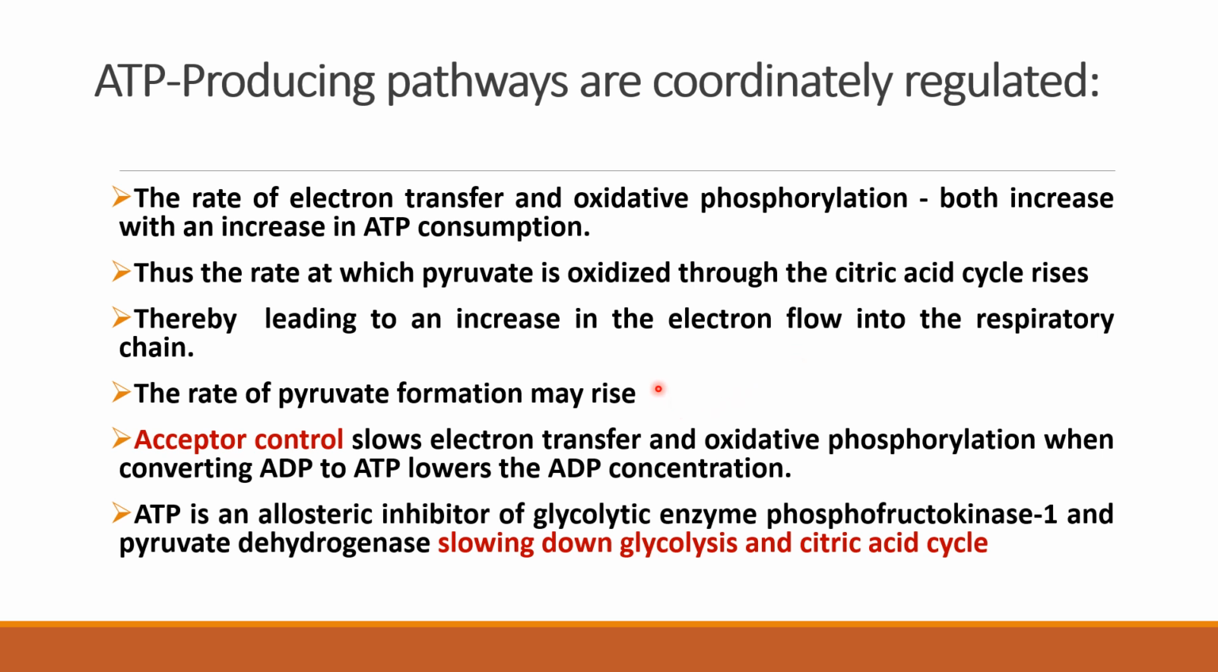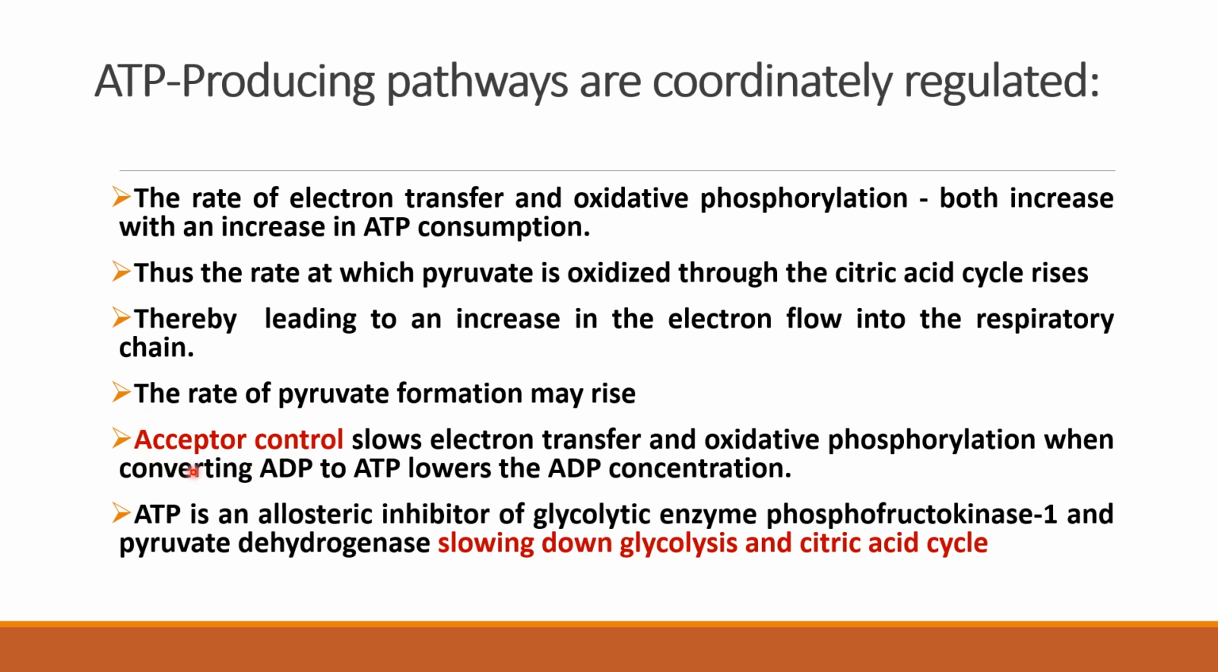And thereby you can see that the rate of pyruvate formation is also increased. If pyruvate is more, the citric acid cycle operation will be more. Thereby the electron transport chain will be operating a little faster, with more electron flow, and then again more ATP synthesis. If ATP is consumed, then only all these things will increase. So this we call the acceptor control. We have already seen this acceptor control, which slows down the overall process.